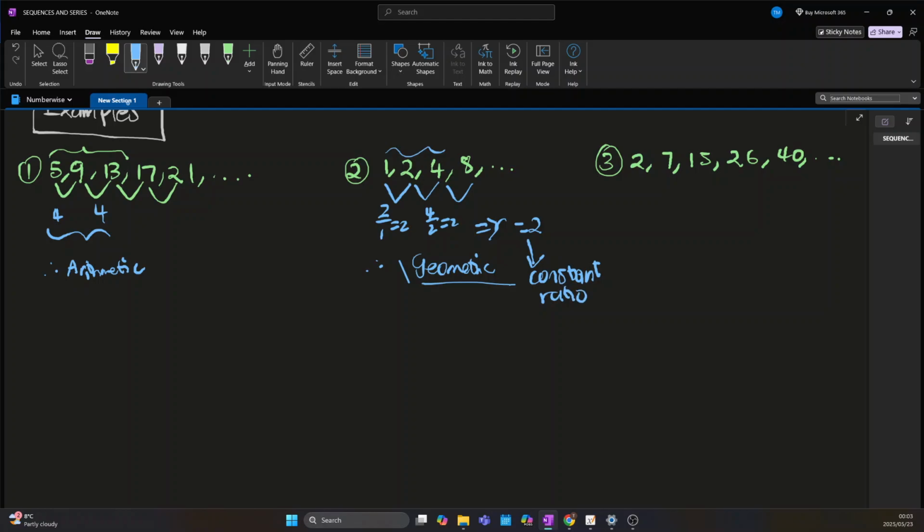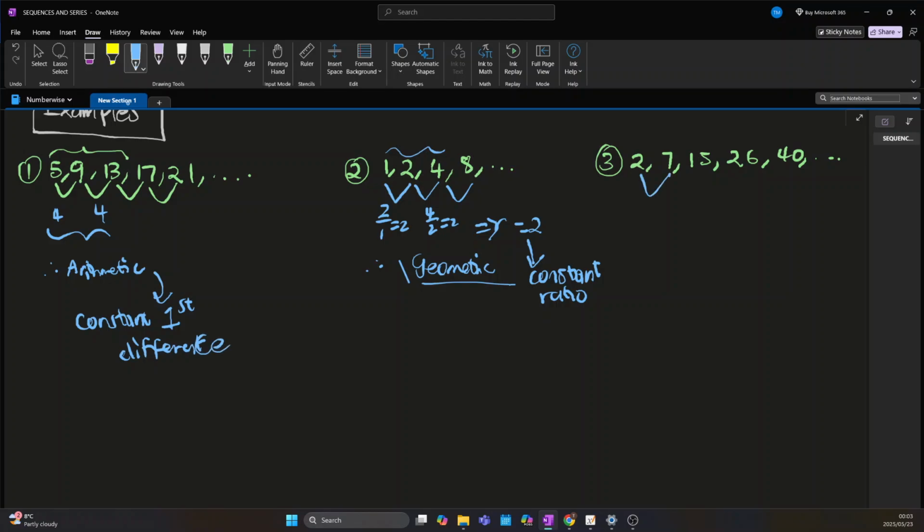Here it's arithmetic because we have a constant first difference. Why is it called the first difference? We just deducted t2 minus t1 for the first time, hence it's the first difference.